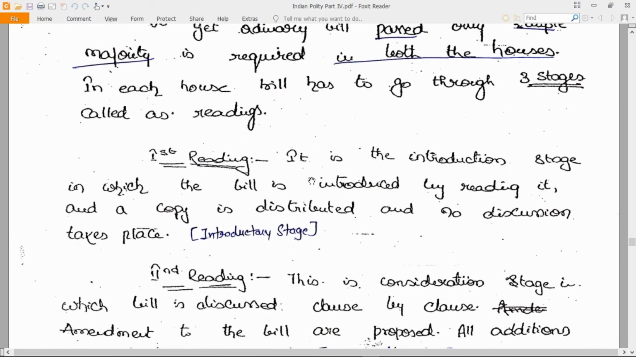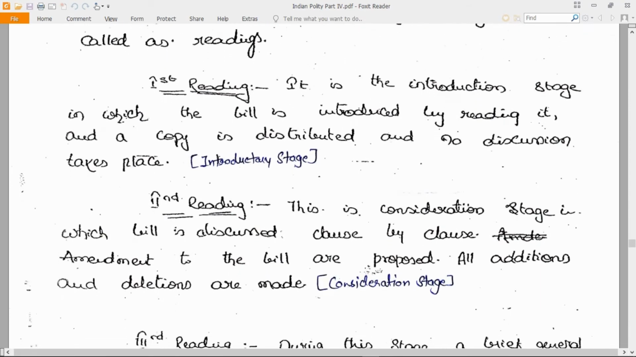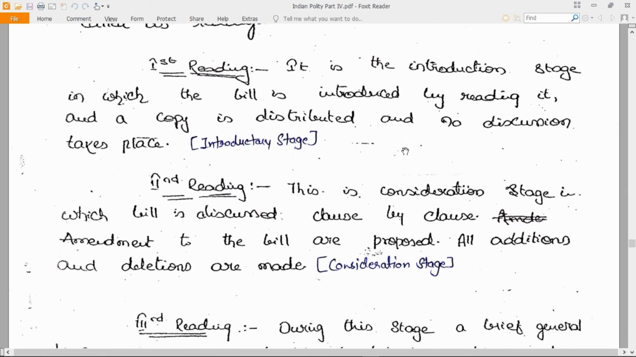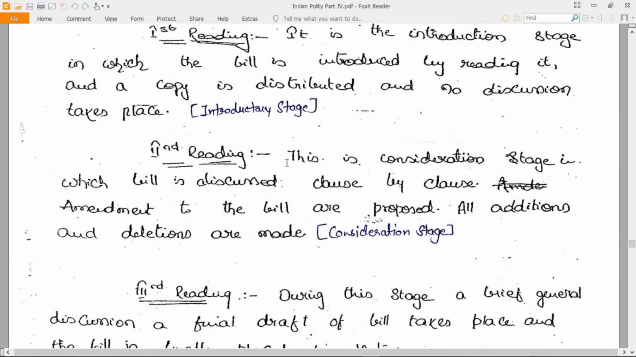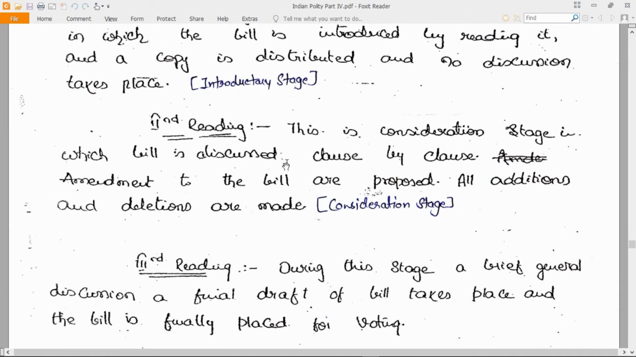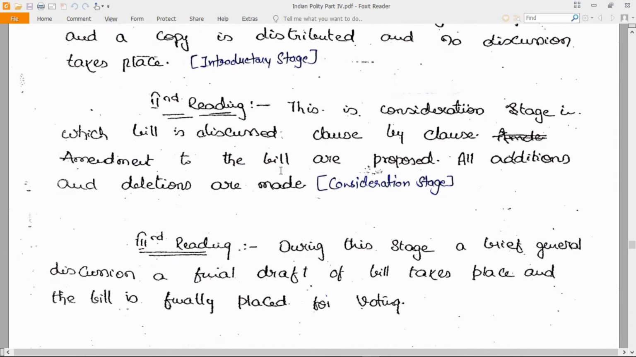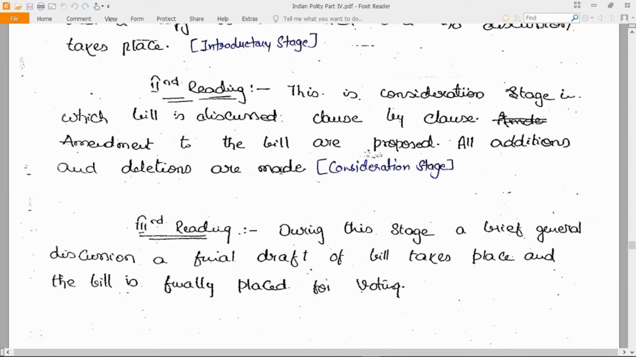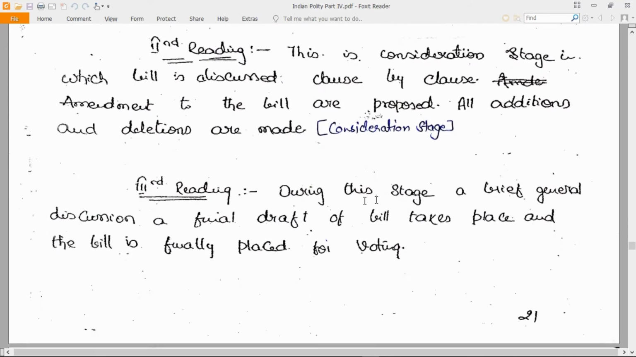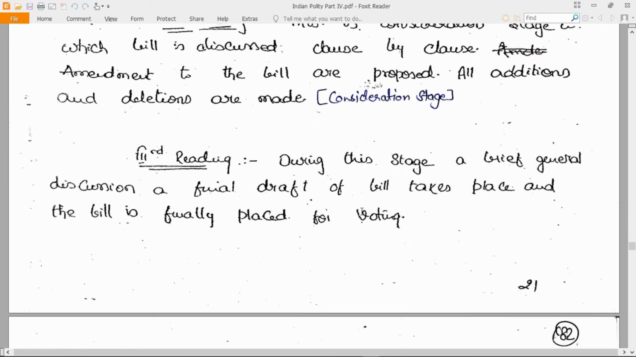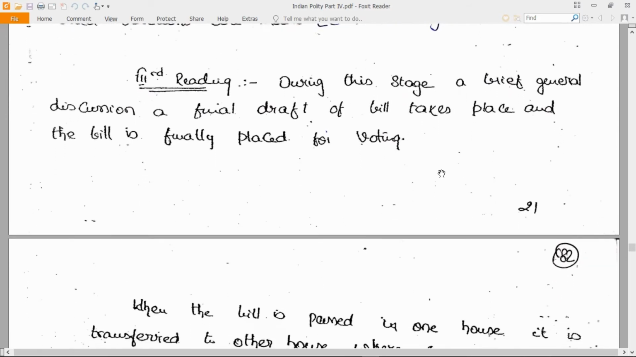Now, what is the first reading? It is the introduction stage in which the bill is introduced by reading it, a copy is distributed and the discussion takes place, which is the introductory stage. The second reading is the consideration stage, in which the bill is discussed clause by clause. Amendments to the bill are proposed, and all additions and deletions are made. The third reading: during this stage, a brief general discussion of the final draft of the bill takes place and the bill is finally placed for voting.